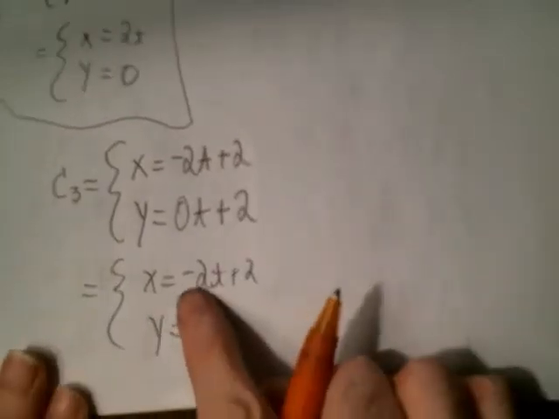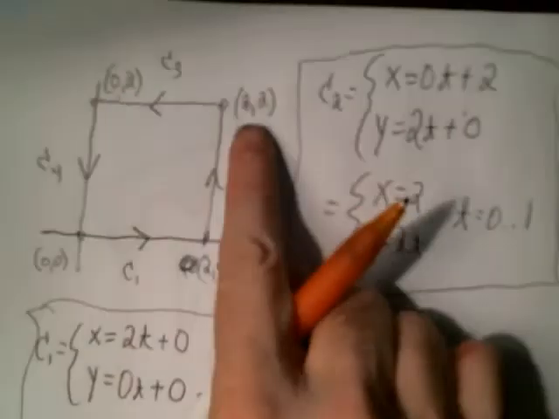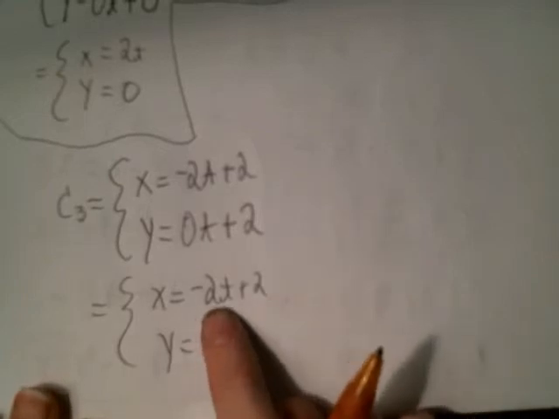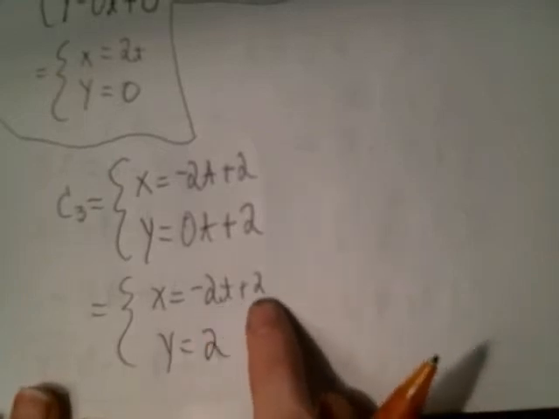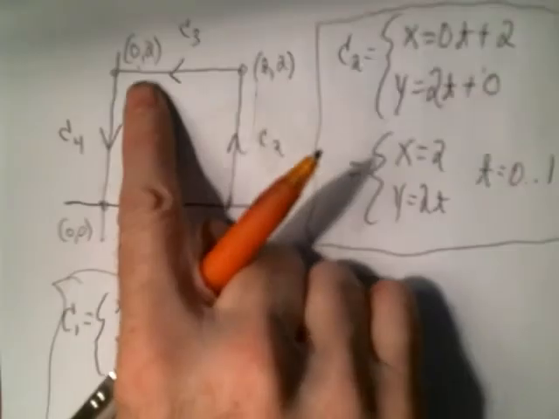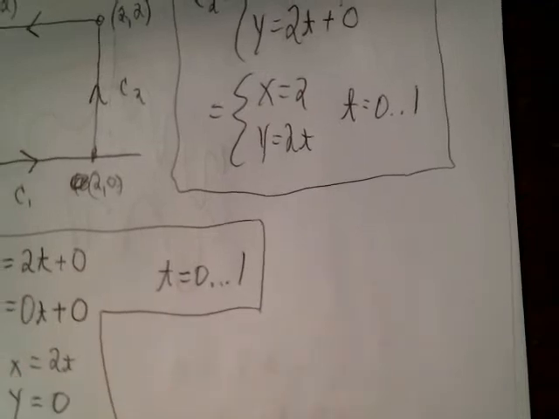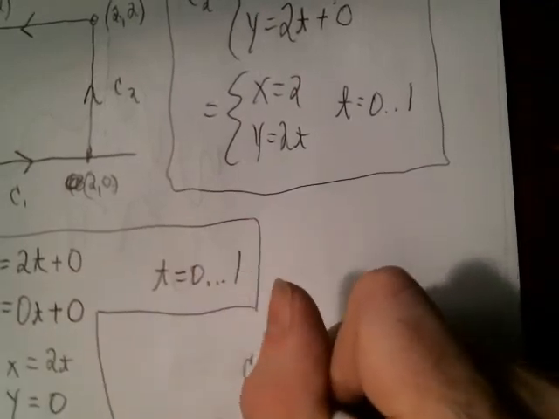So at time 0, I'll have 2, 2, which is this point. And at time 1, I'll have negative 2 plus 2 is 0, 2. So at time 1, I'll be at 0, 2. Okay. And finally, C sub 4.